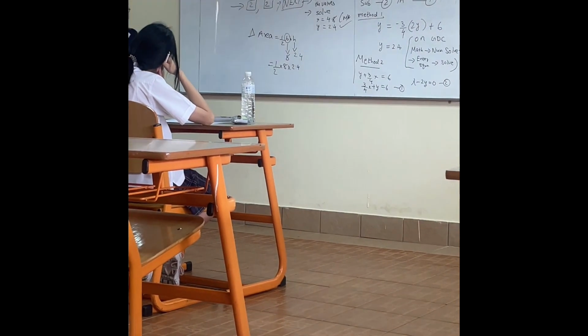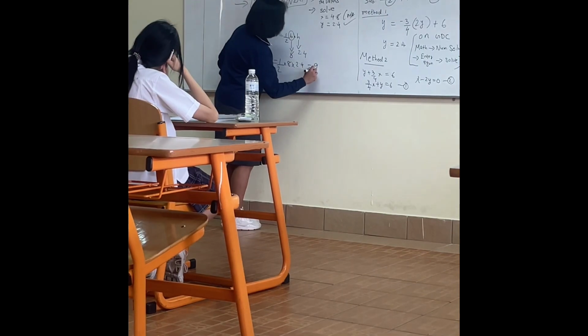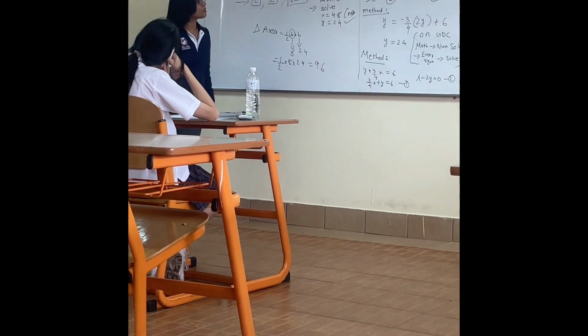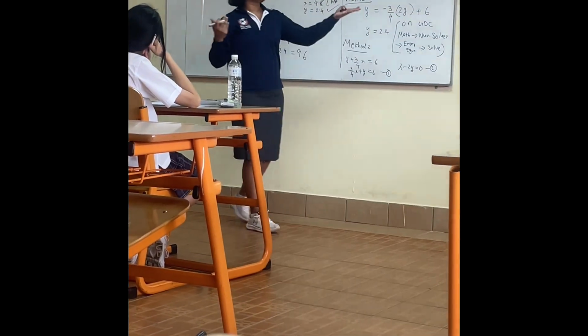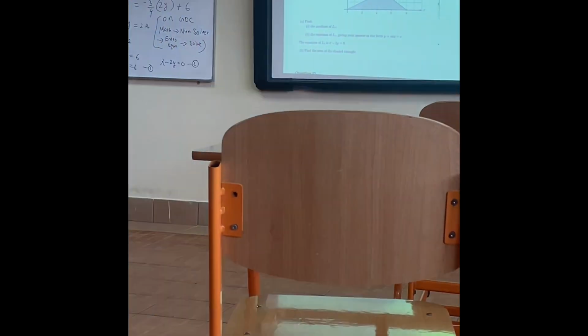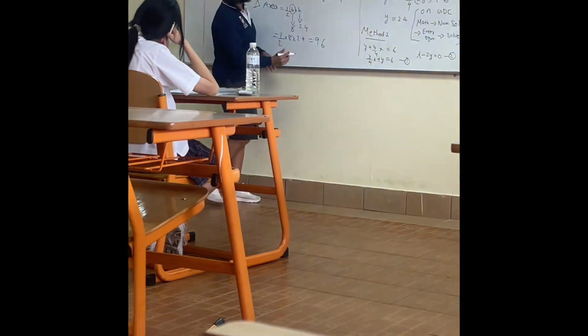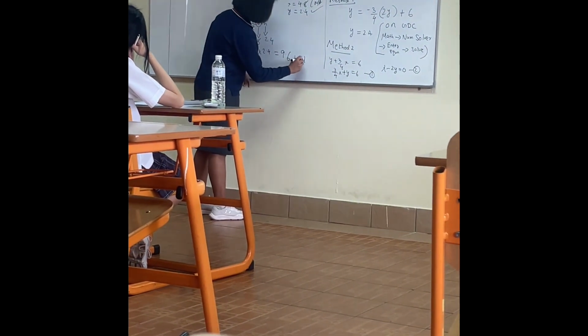9 point? Okay. 9.6. Is it centimeter square or meter square? Unit square. Oh, unit square. They didn't give you any dimension, centimeter or meter, right? Yeah. So it will be unit square. Okay.